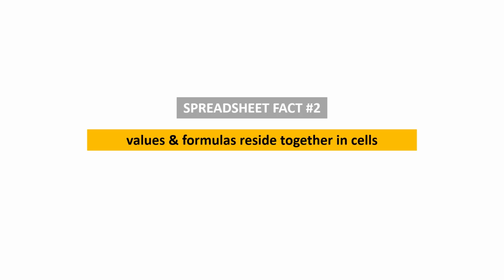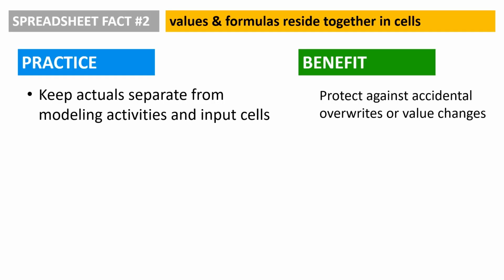Now let's talk about our second spreadsheet fact. Values and formulas reside together in cells. Let's introduce our first best practice, which is to keep actuals or raw data separate from the modeling and input areas in your model. So this is all about organization and separation of function.